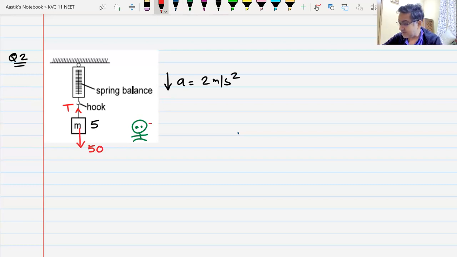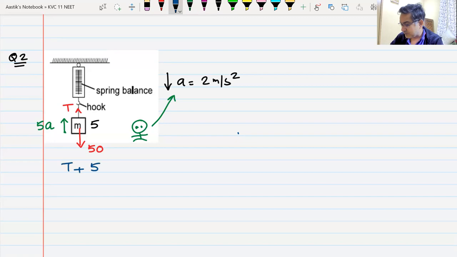But then I see that I am moving down with an acceleration a. That means I am not in an inertial frame. So I will now have to apply pseudo force. Acceleration is downwards here. Therefore, the pseudo force will be upwards. Mass is 5, acceleration is a, so 5a, the pseudo force, is upwards. Now I will have to write the equation of motion. How will the equation of motion look? The block is still in equilibrium. T is upwards.